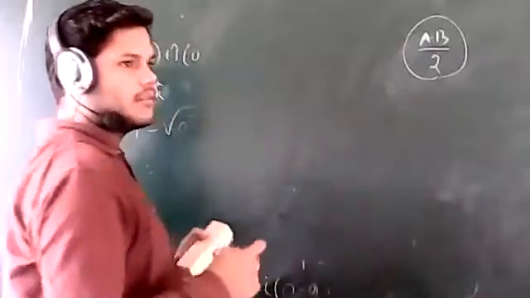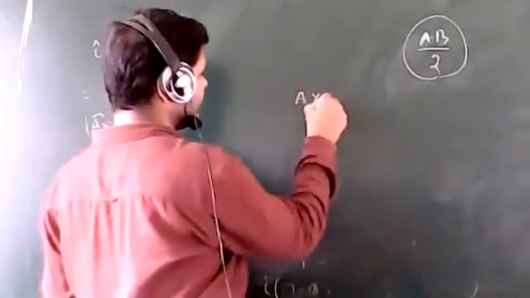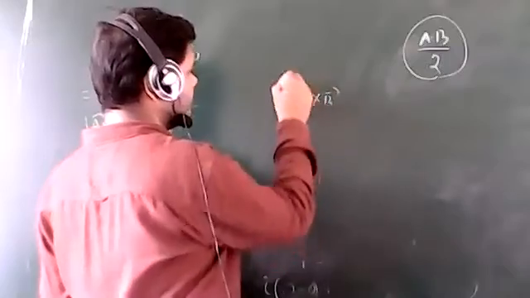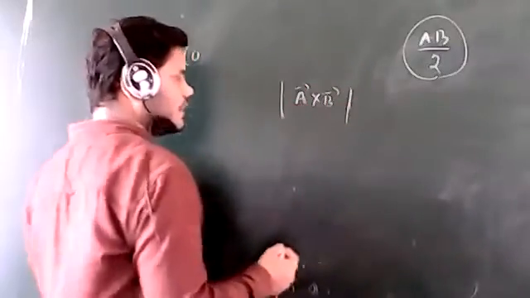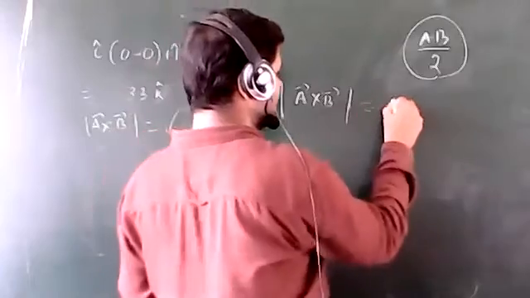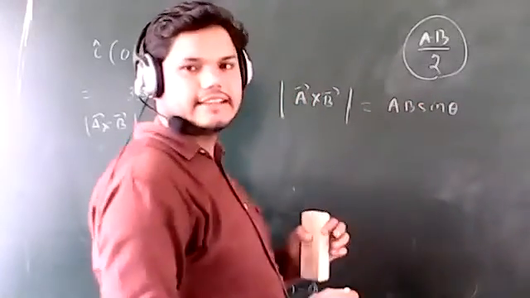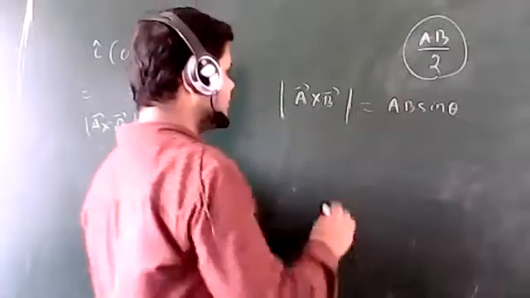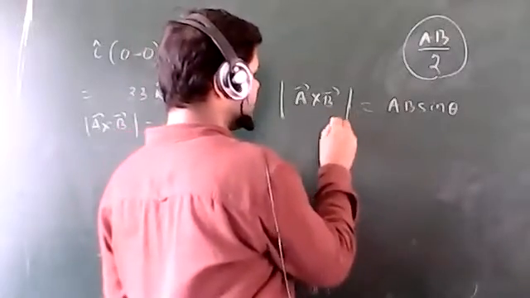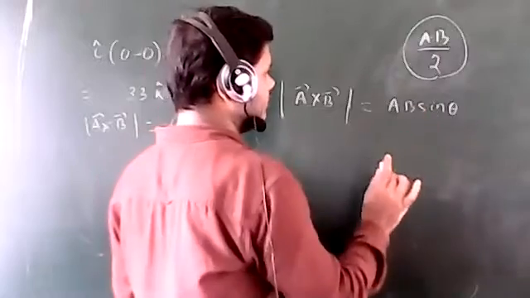The area of the parallelogram, I've already explained, is the magnitude of A cross B, yes or no? You already know that if you are finding the magnitude of A cross B, that will be AB sin theta, yes or no? A cross B is AB sin theta n cap, but if you are taking the magnitude, that will be AB sin theta only, okay.